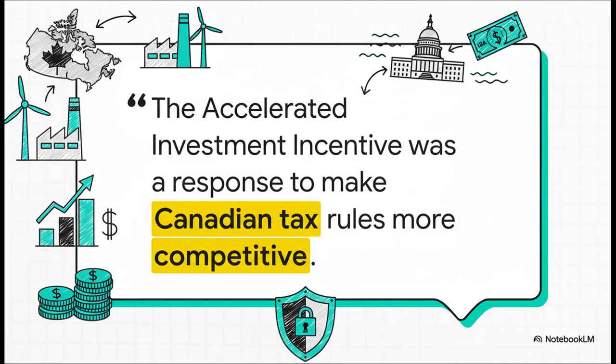And this wasn't some arbitrary adjustment. The Accelerated Investment Incentive was a direct strategic move. It was introduced right after the United States passed major tax reforms in 2017 that allowed businesses there to immediately write off many of their asset purchases. So, Canada implemented this incentive to keep our tax system competitive and prevent Canadian businesses from moving their investments south of the border. It was pure economic policy in action.